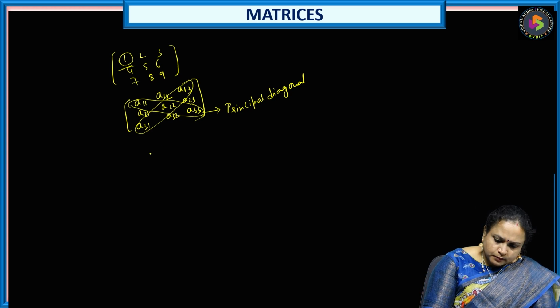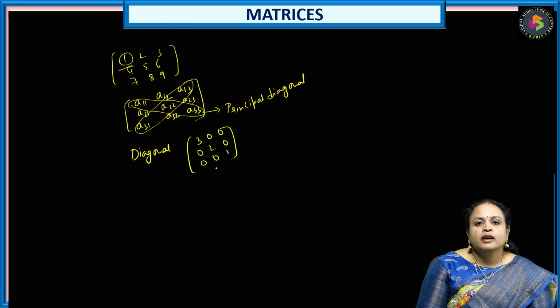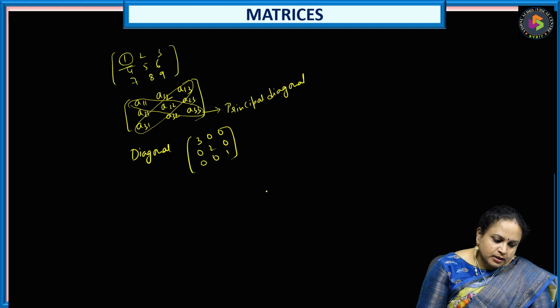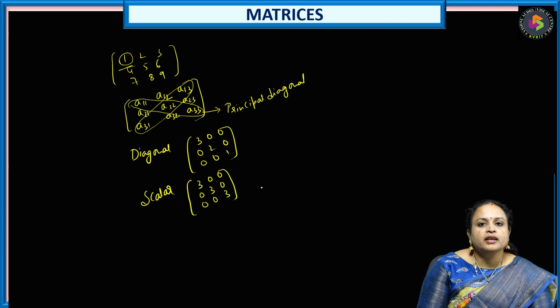Okay. And a diagonal matrix is a matrix in which only the diagonal elements are present and other elements are zeros. Such a matrix is called a diagonal matrix. Then we have scalar matrix. Scalar matrix is a matrix in which the diagonal elements are the same. If the diagonal elements are the same, then such a matrix is called a scalar matrix.